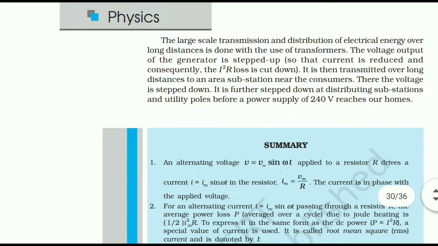The large-scale transmission and distribution of electrical energy over long distances is done with the use of transformers. The voltage output of the generator is stepped up so that the current is reduced and consequently the I squared R loss is cut down. It is then transmitted over long distances to an area substation near the customers, where the voltage is stepped down. It is further stepped down at distributing substations and utility poles before a power supply of 240 volt reaches our homes.